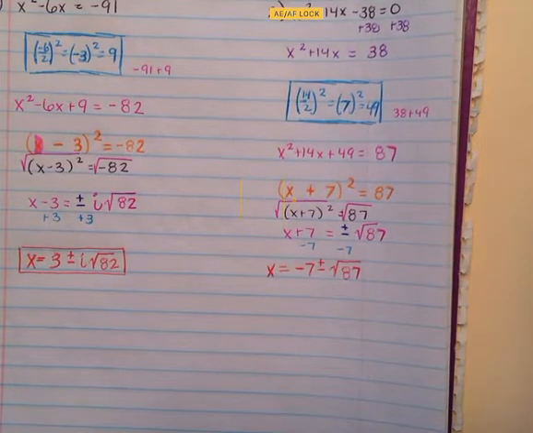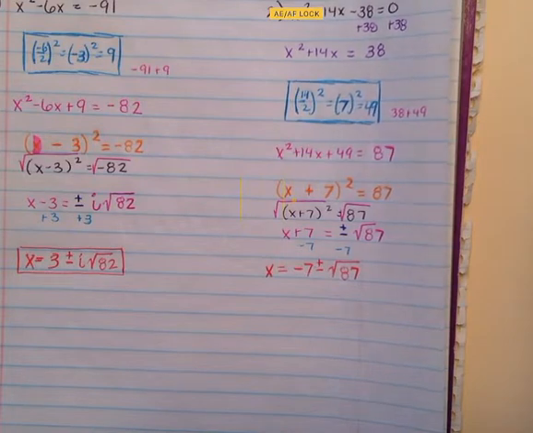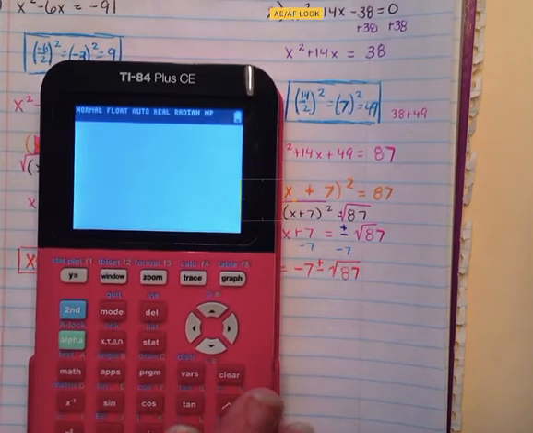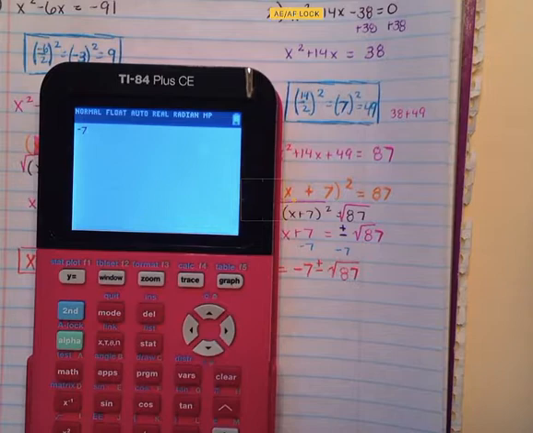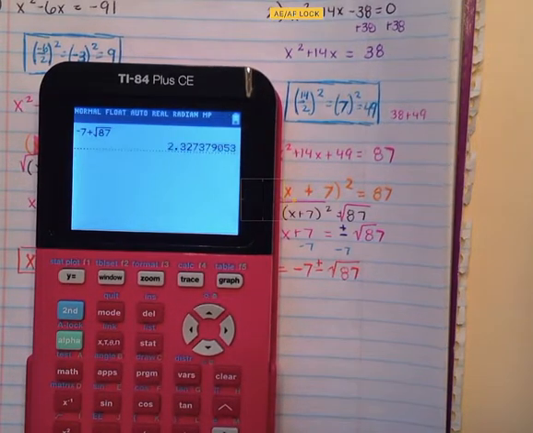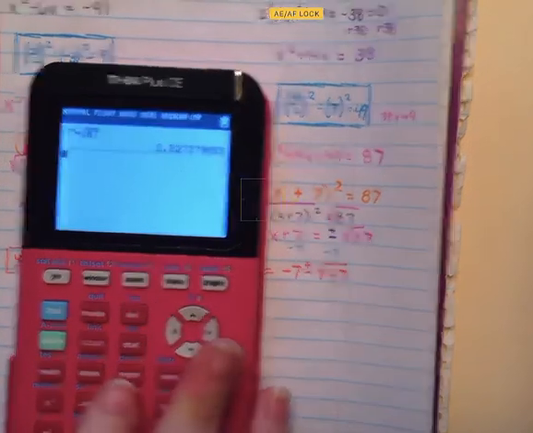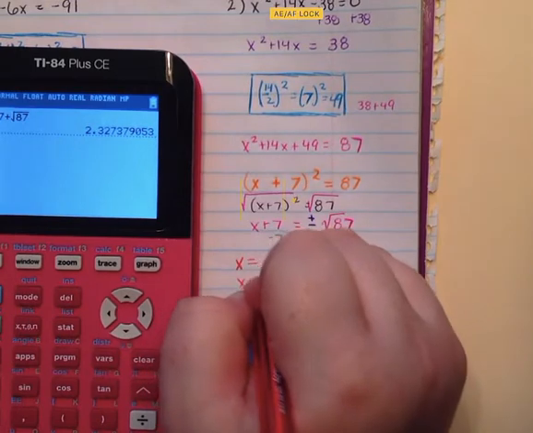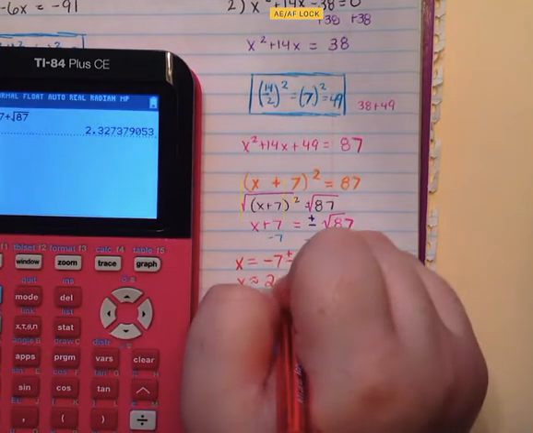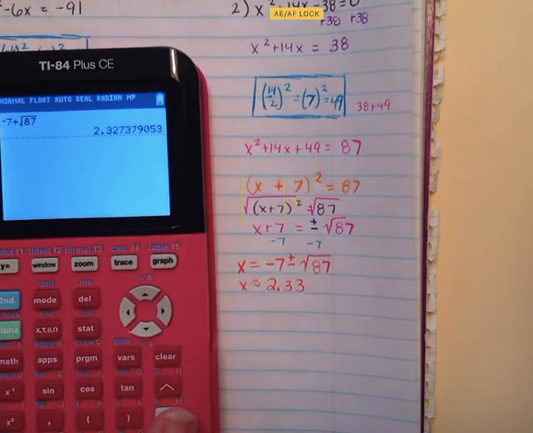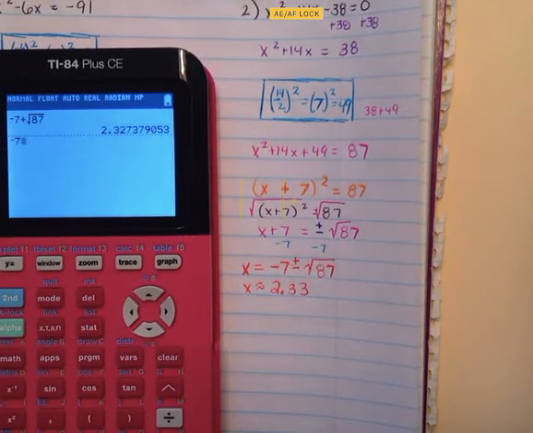Now this is an exact answer because we do not have decimals, but I do want to get the decimal values by plugging them into my calculator. So I have that negative 7 plus the square root of 87. We get approximately 2 and 33 hundredths. So x is approximately 2 and 33 hundredths.